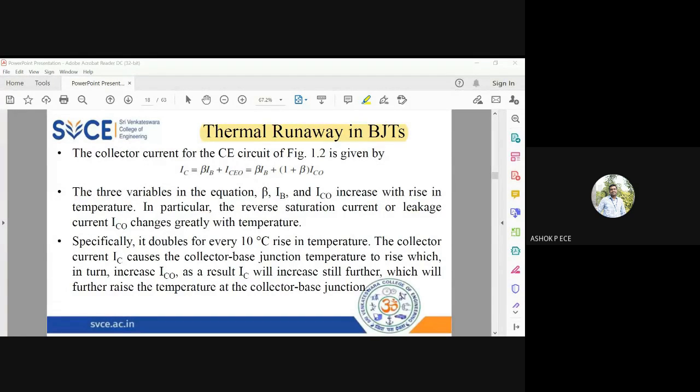What is running away? In this thermal runaway, what is running away? Something is running away. That is what is mentioned. Thermal runaway means because of temperature, something is running away from BJT. What is running away? Can anybody guess?